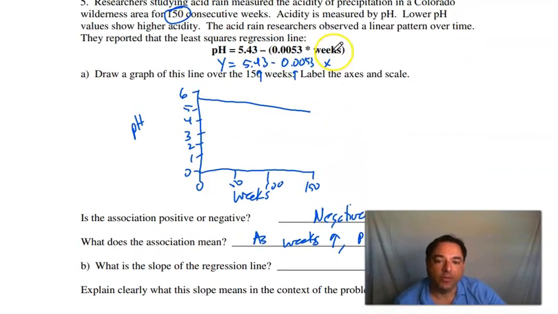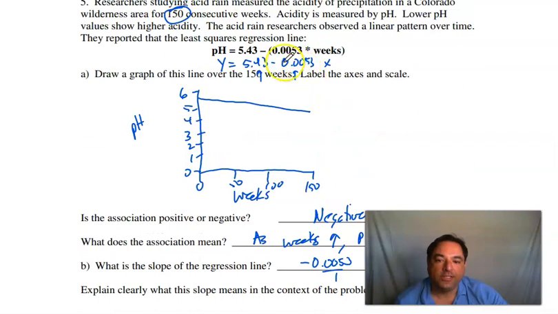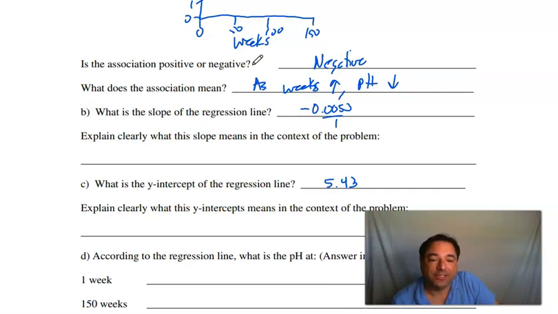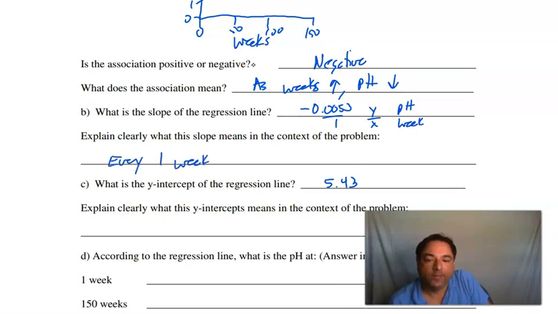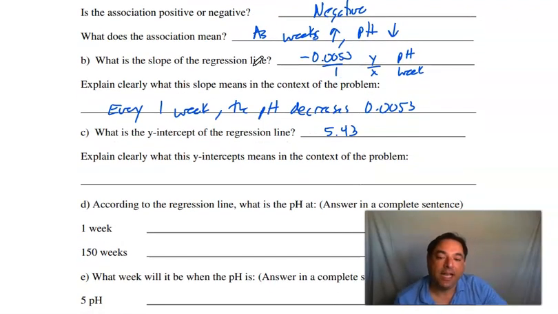Now remember, the slope is the number in front of x. So that would be negative 0.0053 over 1. And the y-intercept is a number on its own, 5.43. So how do you explain a slope? It's always y over x. Y is pH, x is weeks. So if I wrote this in a sentence, every 1 week, the pH decreases 0.0053. Notice I don't put decreases negative. Decreases means negative.